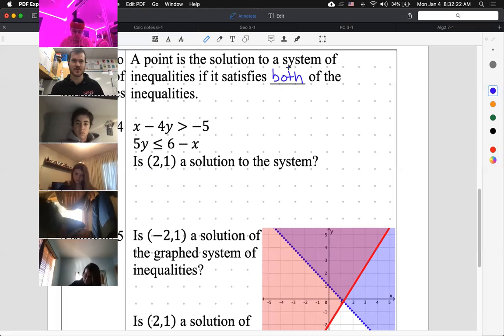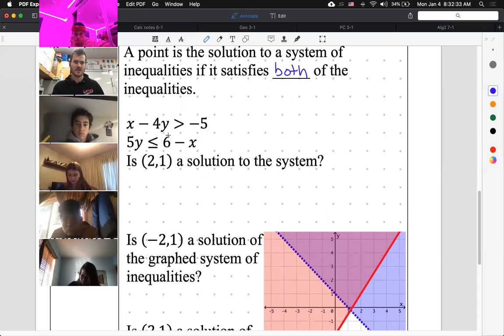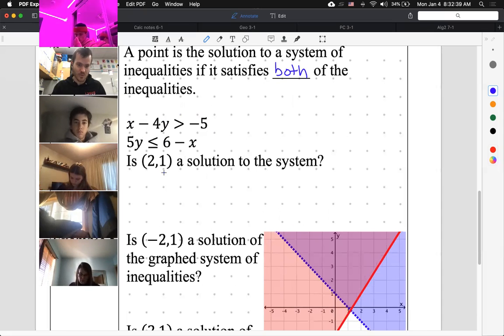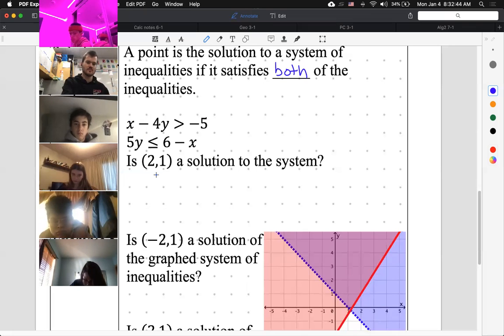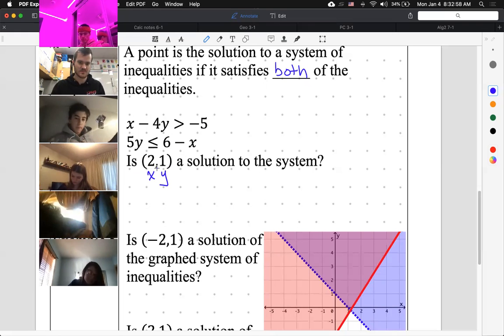So let's try the algebra. So check it out. In example number 4, I have 2 equations. There they are. And I'm testing this point 2, 1. Is 2, 1 going to work for both of those inequalities? So again, it's the same procedure, except you have to do it twice now. Plug in 2, 1. Again, 2 is the x coordinate, 1 is the y coordinate. Plug them in. Can someone help me plug in 2, 1 into our first inequality?